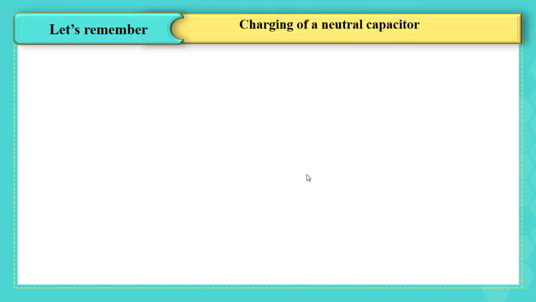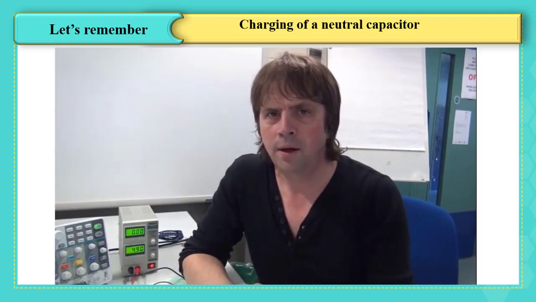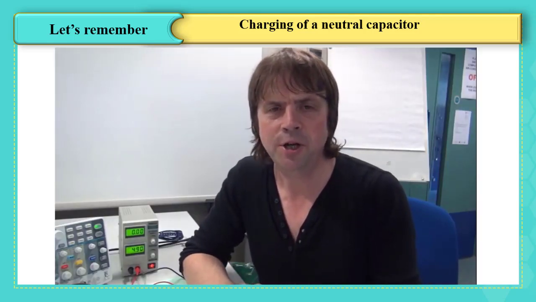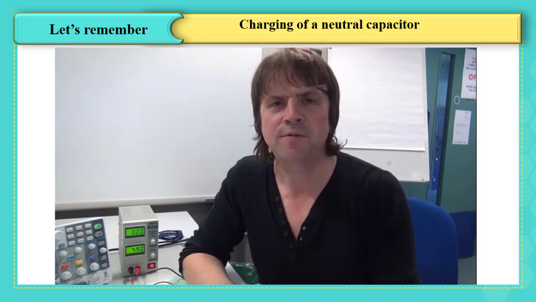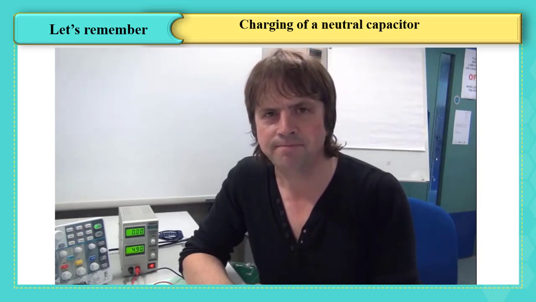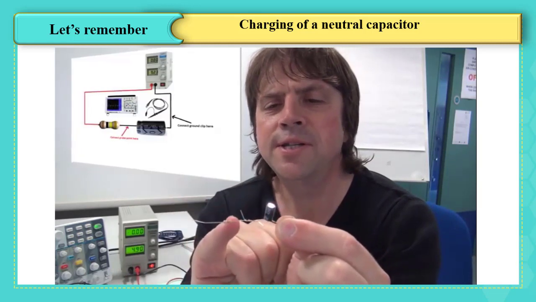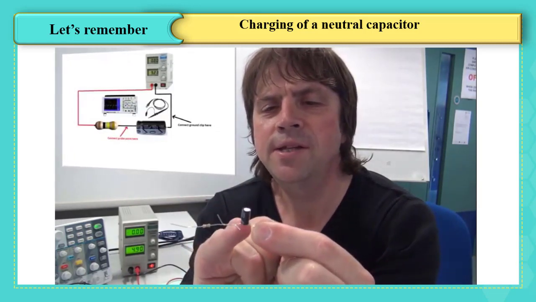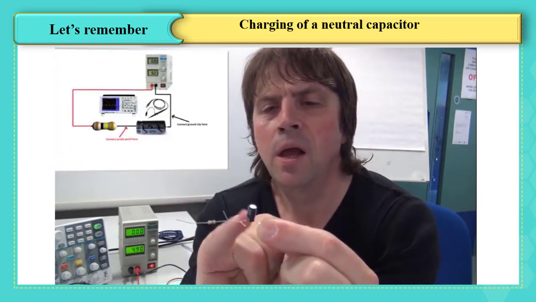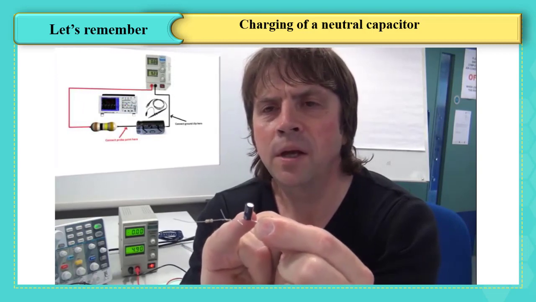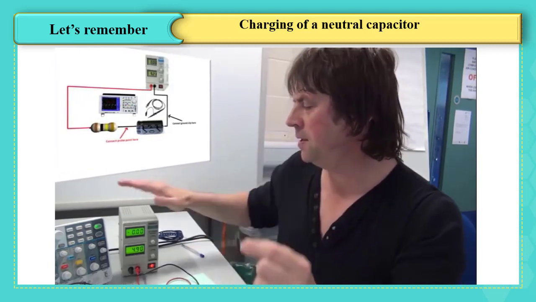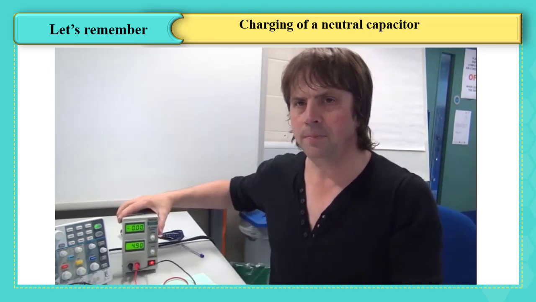Watch the following video. Hi and welcome. Today we're going to show you how to use an oscilloscope to measure the voltage across a charging capacitor. This is the circuit you're going to be using. It comprises a resistor in series with a capacitor. We're going to connect this circuit up to a DC power supply here.